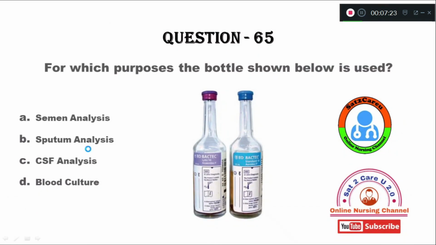Question number 65. For which purpose the bottle used? Option A, semen analysis. B, sputum analysis. Option C, CSF analysis. Option D, blood culture. So this particular bottle is used for blood culture. Answer D is right.